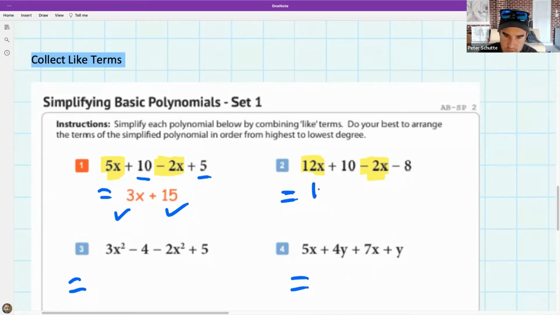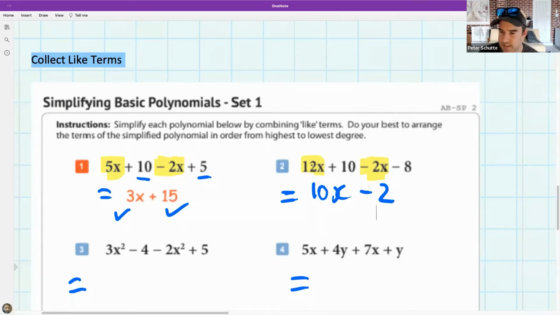So what do we have? We have 10x minus 2. So the answer for number 2 will be 10x minus 2. Woo! Mark that one, guys. Mark it. Hope you got it right.